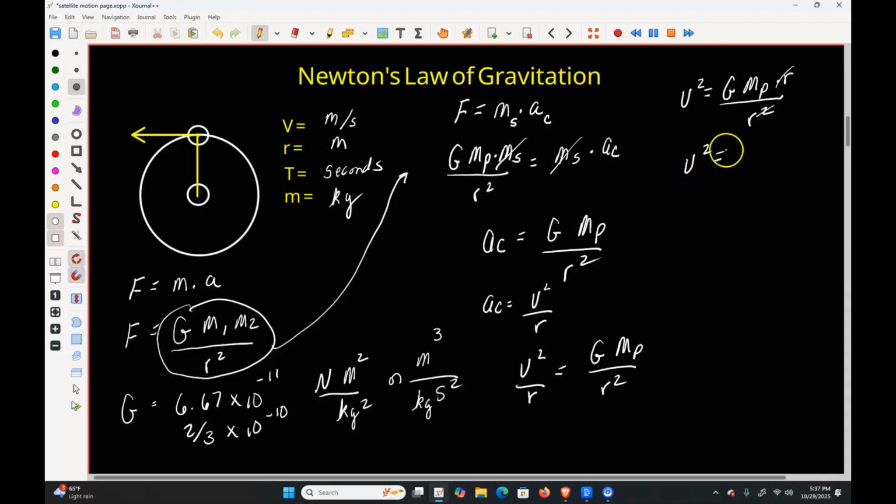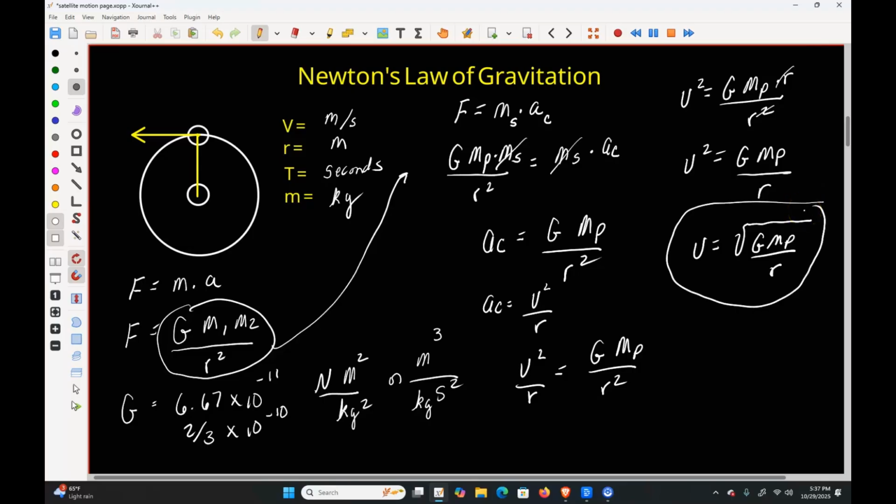So velocity squared is equal to G mass of the planet divided by r. So velocity is equal to the square root of G mass of the planet divided by r. Okay, so this is a very useful formula where velocity is measured in meters per second. Mass of the planet will be in kilograms and the radius will be in meters. Okay, let's try a different formula.